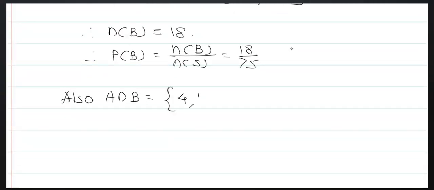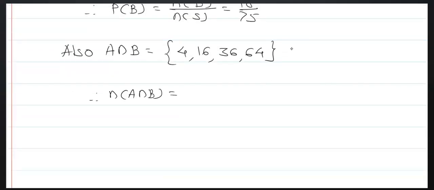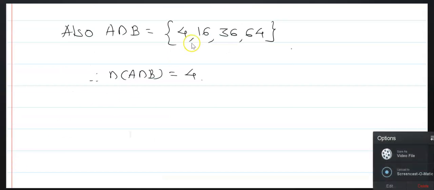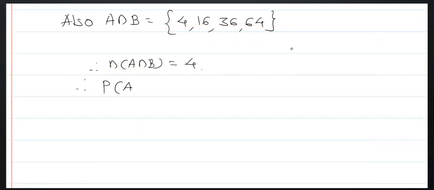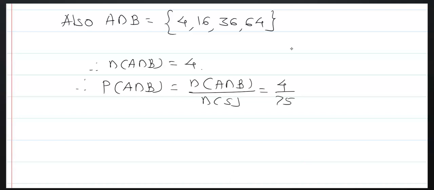Now next, they are common. The common numbers are 4, 16, 36 and 64. These are the squares as well as divisible by 4. Therefore, n of A intersection B is equal to 4. Therefore, P of A intersection B is equal to n of A intersection B upon n of S, 4 upon 75.